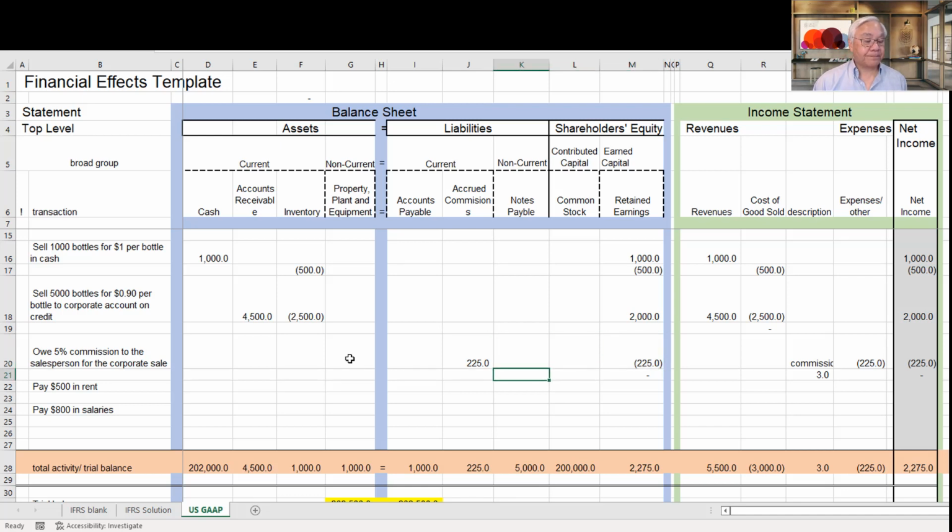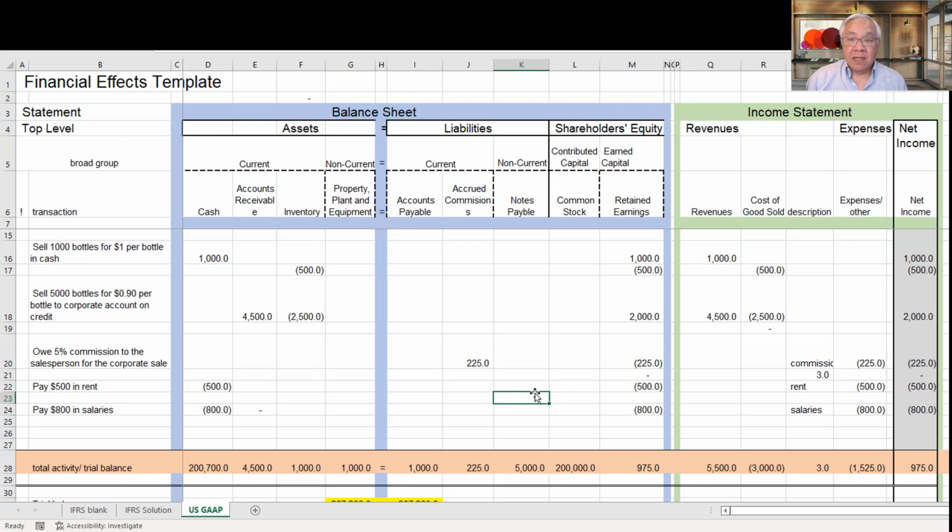Okay, good. Then we pay rent. We paid in cash, $500. And rent is an expense. Negative 500. And then we paid some salaries, $800. And now we're still in balance because these reductions in cash match with a reduction in retained earnings.